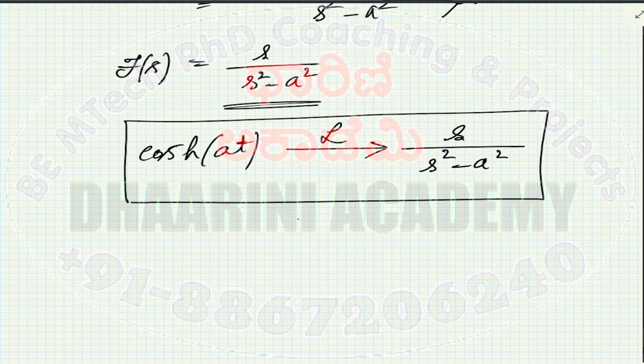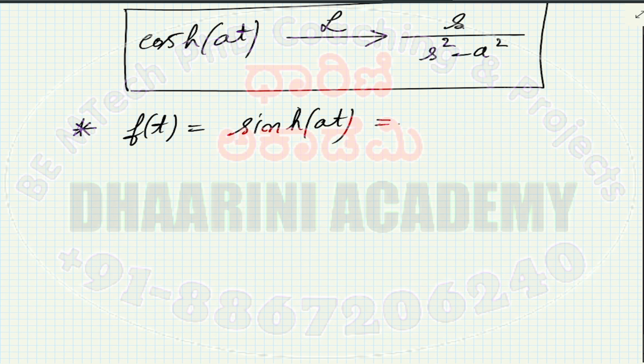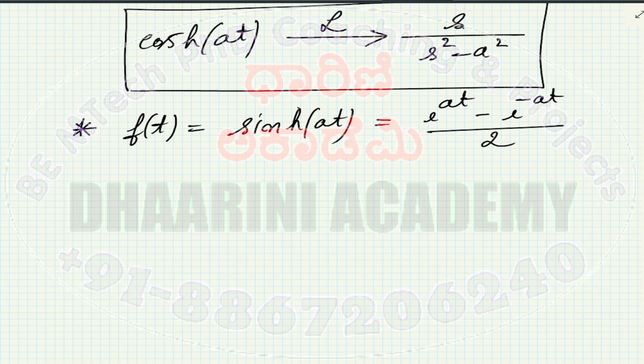Next one is f of t is equal to sine hyperbolic of at. Here we are going to substitute as e to the at minus of e to the power minus at whole divided by 2. So this is the substitution for sine hyperbolic function.